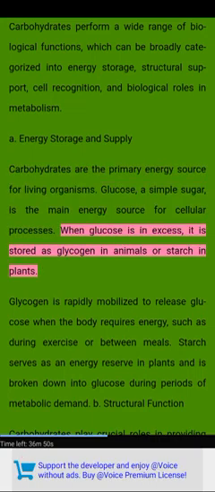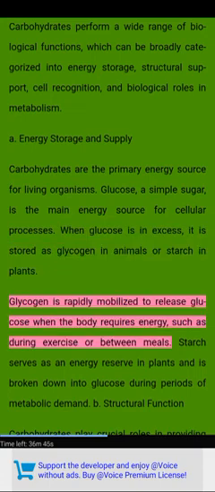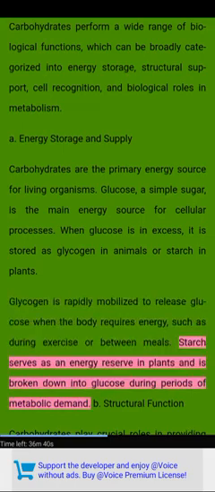When glucose is in excess, it is stored as glycogen in animals or starch in plants. Glycogen is rapidly mobilized to release glucose when the body requires energy, such as during exercise or between meals. Starch serves as an energy reserve in plants and is broken down into glucose during periods of metabolic demand.